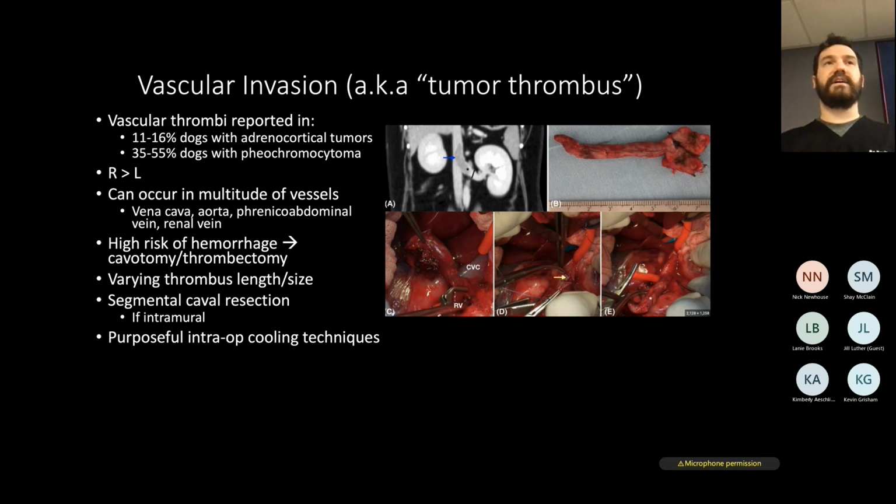Intra-abdominal cooling techniques have been described for venotomies and venectomies to help decrease tissue metabolic demand. It can potentially also help with reperfusion injury. I'd never heard of that, but it sounds like a cool idea.